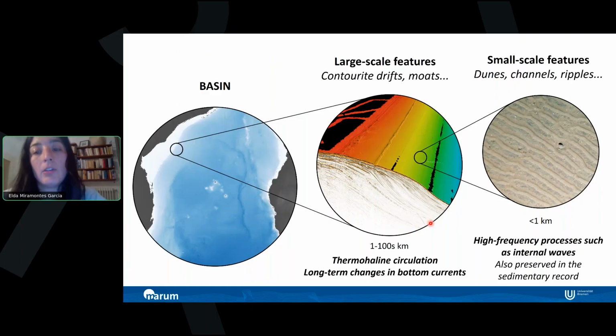And even though they might be smaller in scale and acting at higher frequencies, they can be preserved in the sedimentary record, and they should also be taken into account. That's why, in my opinion, it's very important to know in which areas of the seafloor we can expect such an interaction, so that it can be integrated in a proper way in conceptual models. That's everything from my side. Thank you very much.